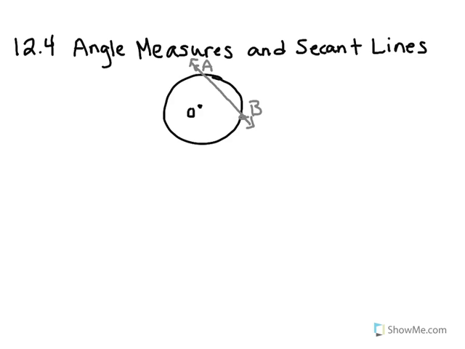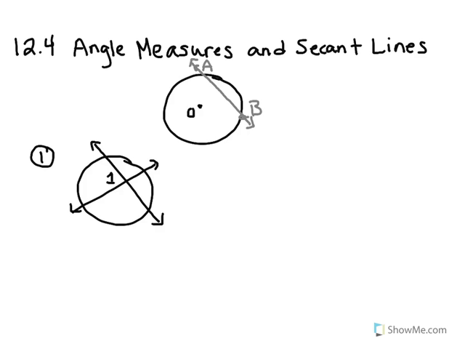So let's take a look at some properties that secant lines have. The first one that we're going to take a look at is the intersection of two secant lines within a circle. So here in number 1 you see that we do have two secant lines and they intersect, and we're going to try to find the measure of angle 1. One way to do it is to look for the arcs that intercept that angle. For example, this is an intercepted arc of angle 1.